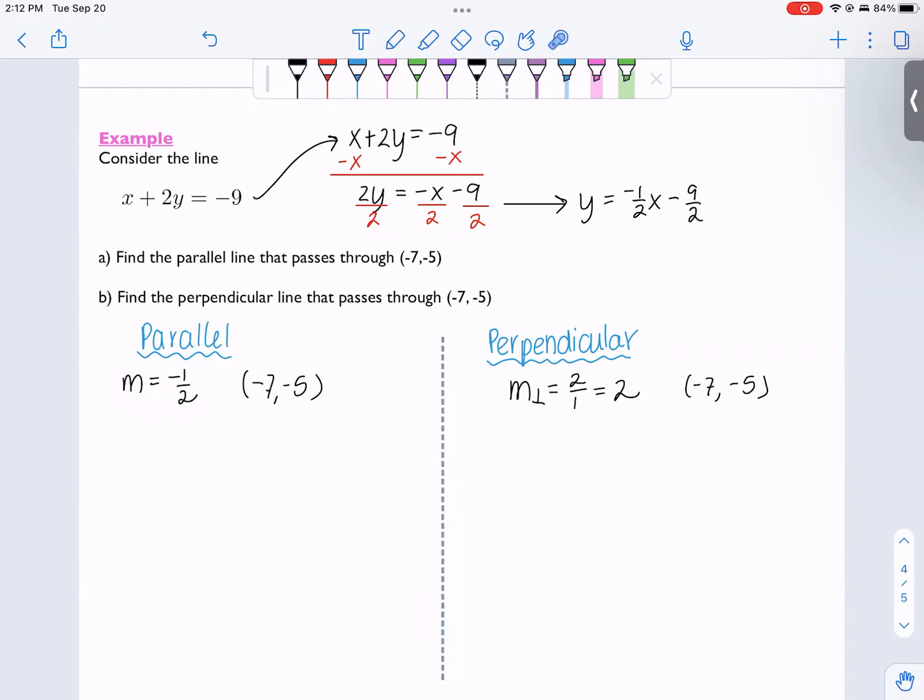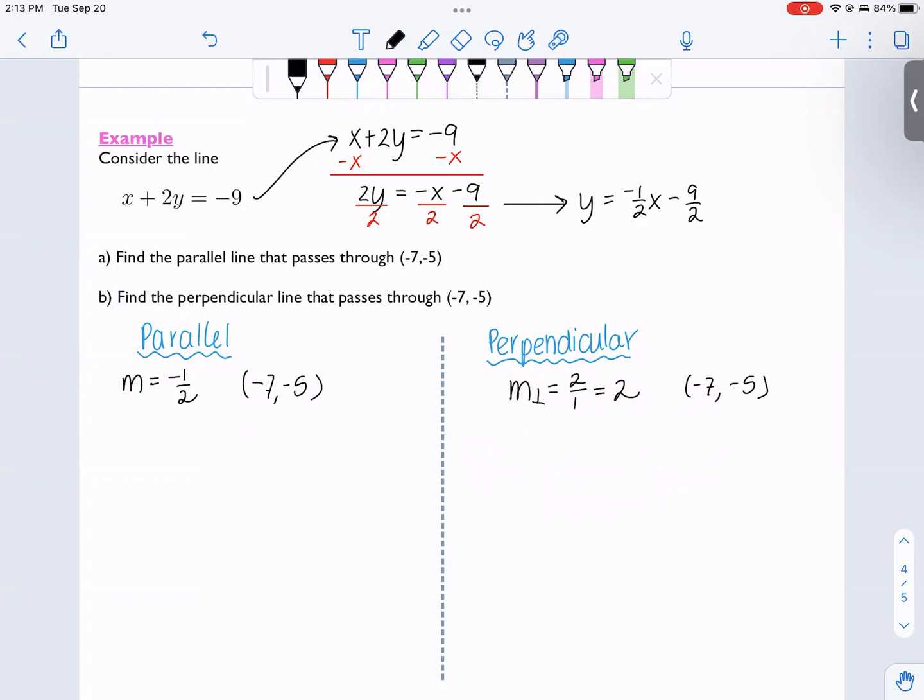Now that I have the slope, which again I got from solving for y here, I have a slope, I have a point. You can do this in one of two ways. You can use point slope form and solve for y, or you could put the m, the x, and the y into y equals mx plus b and solve for b. I'm going to use point slope form on the parallel, and I'll use the slope intercept form for perpendicular.